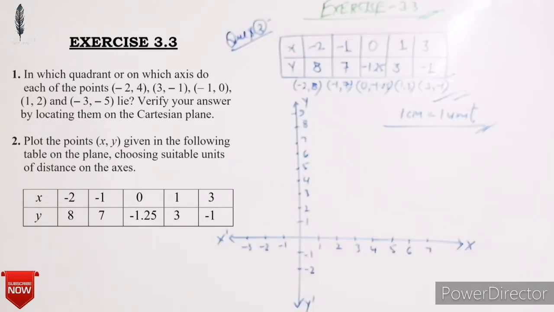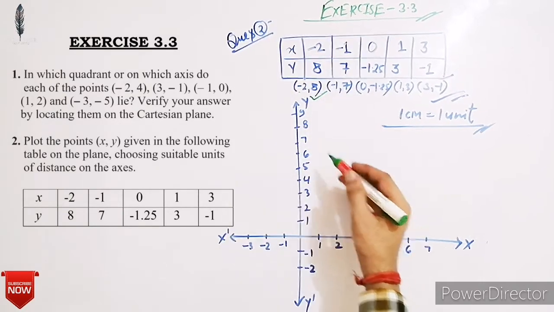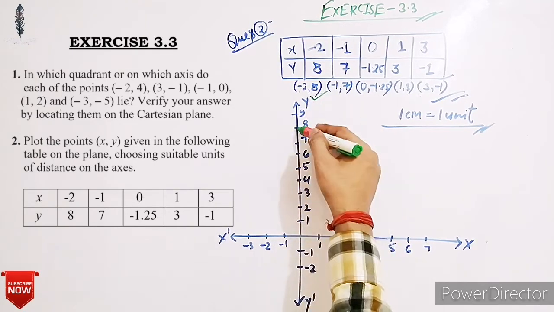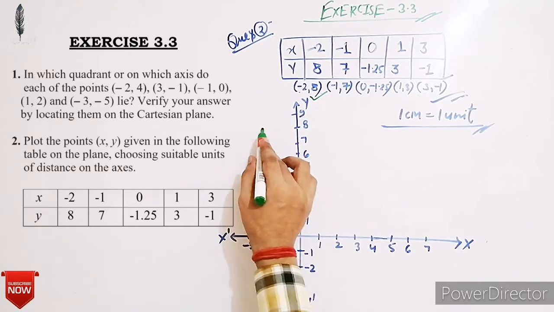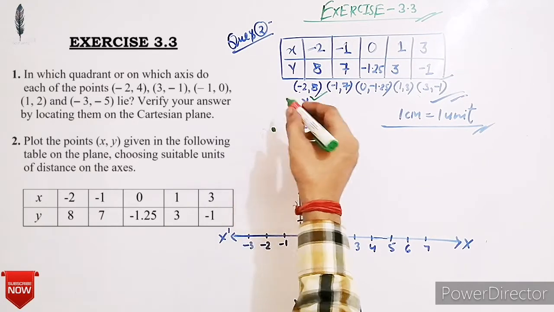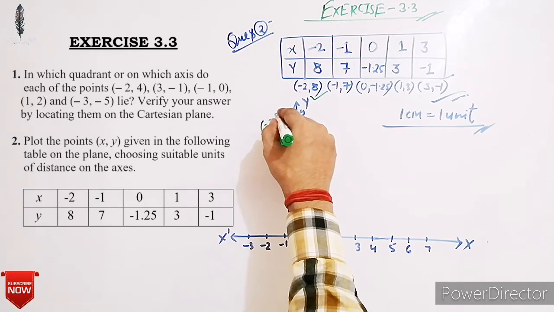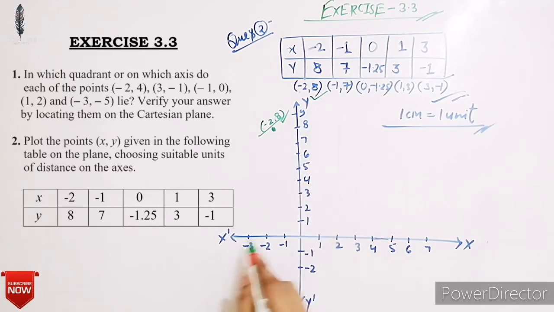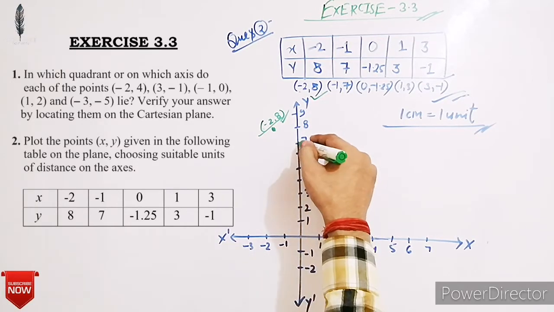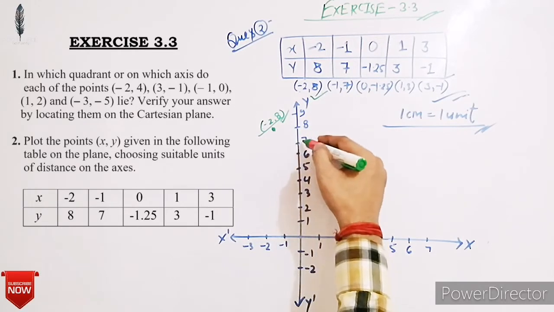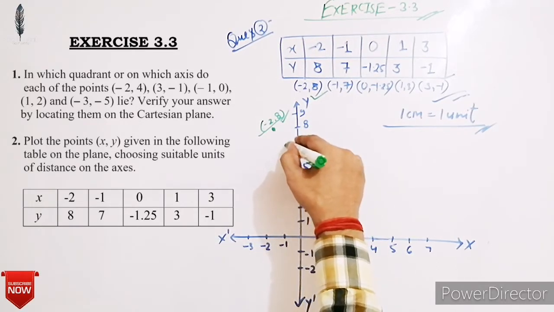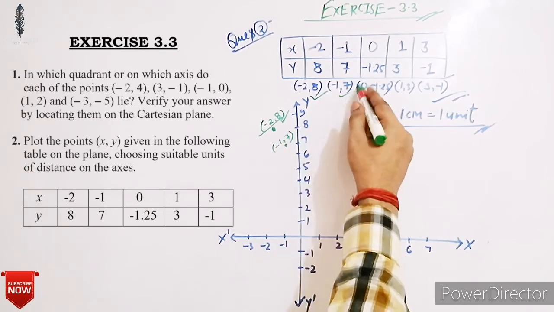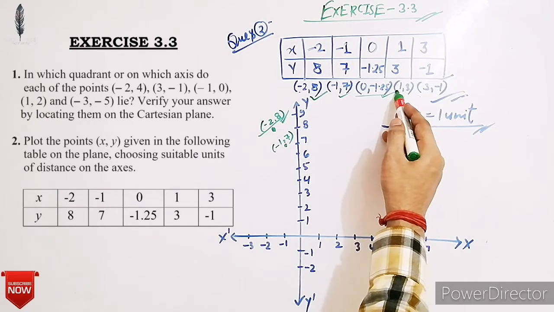Okay. Here first point is (-2, 8). So on x-axis -2 is here, on y-axis 8 is here. So the required point with the coordinates (-2, 8) will be here at this point. Okay. Now next point is (-1, 7). On x-axis -1 is here, on y-axis 7 is here. So our point will be here, (-1, 7).